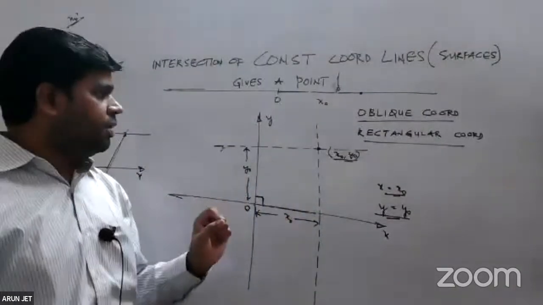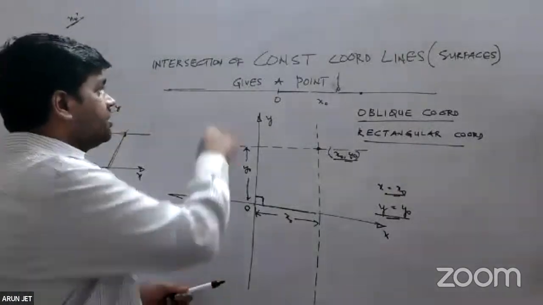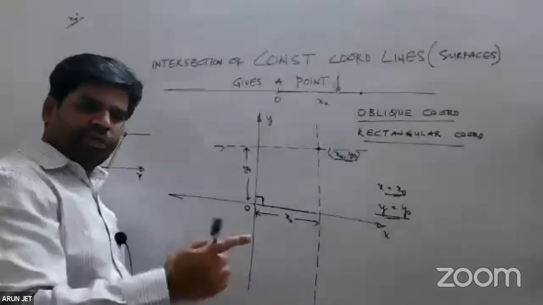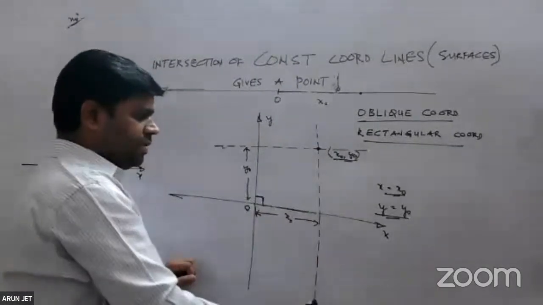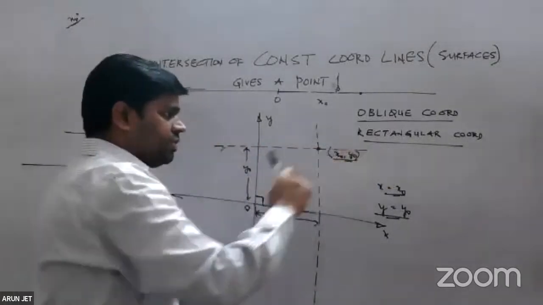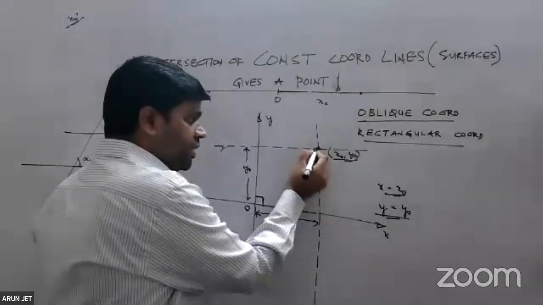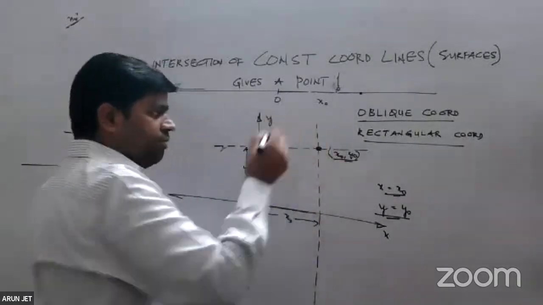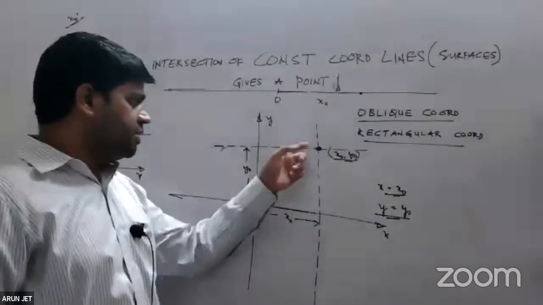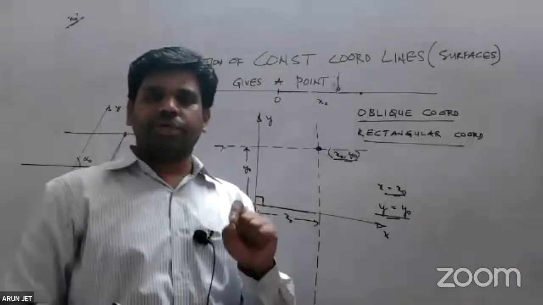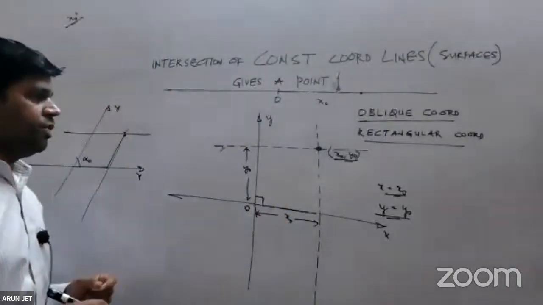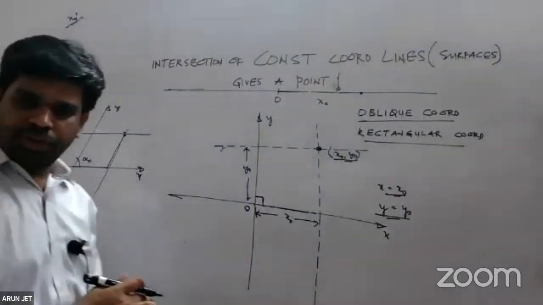But right now, focus on constant coordinate lines, that is, a line for which one of its coordinates is constant. The x coordinate is constant for this line, and the y coordinate is constant for this other line. The intersection of these two lines is my coordinate point, x0, y0. I can also say it as x0 distance from origin, y0 distance from origin, but with polar coordinates it becomes a bit difficult. All right. Is it clear now?